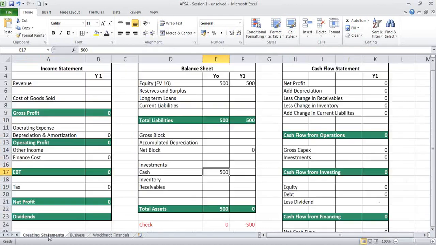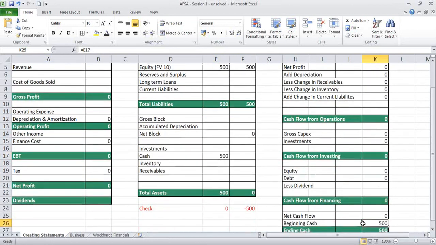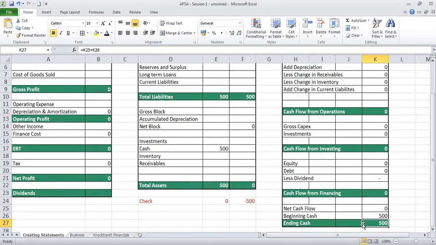The cash flow is already linked. All we need to do is that the closing cash flow of year 1 has to go and sit here. Right now, if the company does nothing, they will have 0 cash flow during the year, and the ending cash, which is 500, will get linked to the ending cash of year 1. So the balance sheet at the end of year 1 will have the ending cash of year 1.